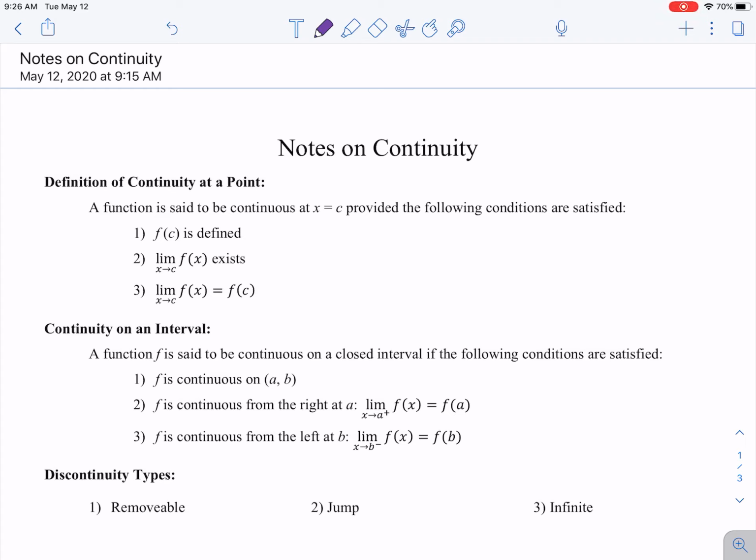Okay, we're going to talk about continuity. It just means when a function is continuous. So a function is continuous. So I'll write this down.